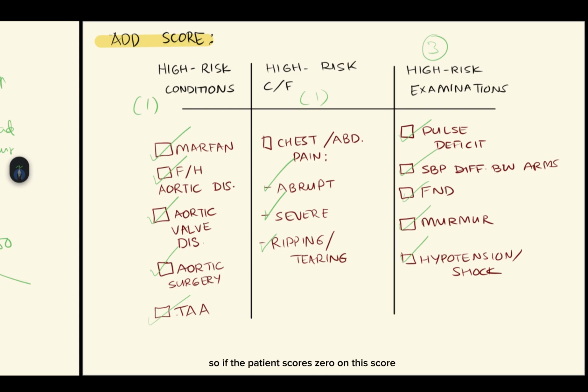So if the patient scores 0 on this score, that's basically a very low risk. If you combine it with D-dimer, this has a sensitivity of 99.7%, and basically you can stop CT. So if D-dimer is negative and the score is 0, stop the CT.